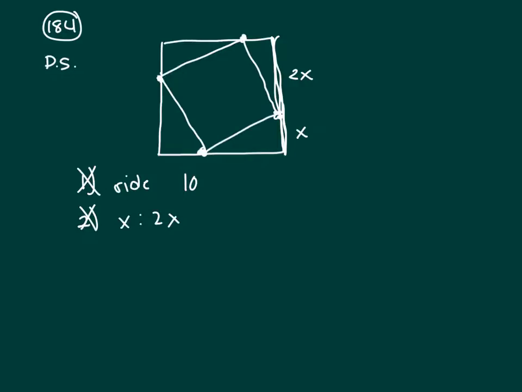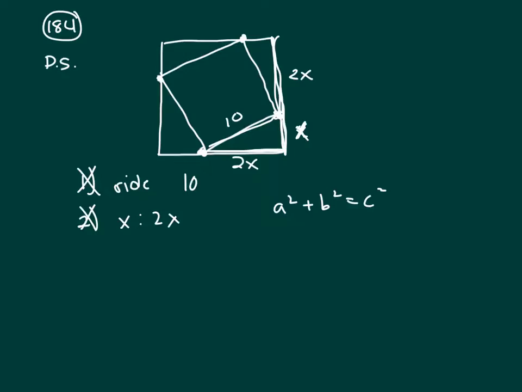Okay, so this is 10. Put both clues together, and we know we have this ratio of 1:2. And if you look, we have a right triangle right here. So if this is x here, this has to be 2x. And we can use the Pythagorean theorem, which says a squared plus b squared equals c squared, where a and b are the legs of the triangle and c is the hypotenuse.